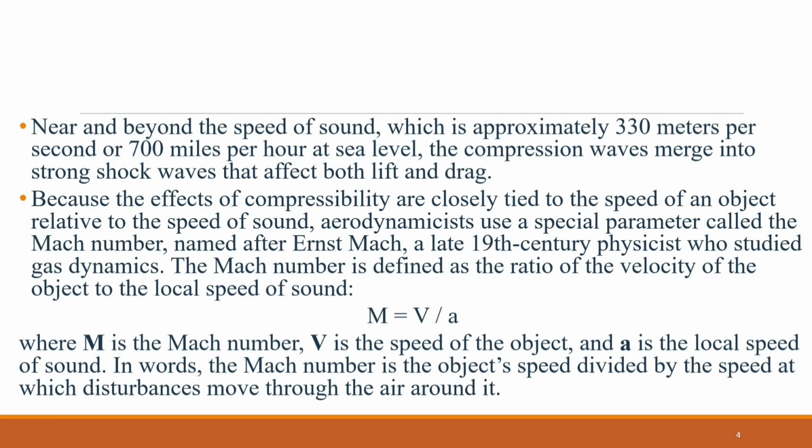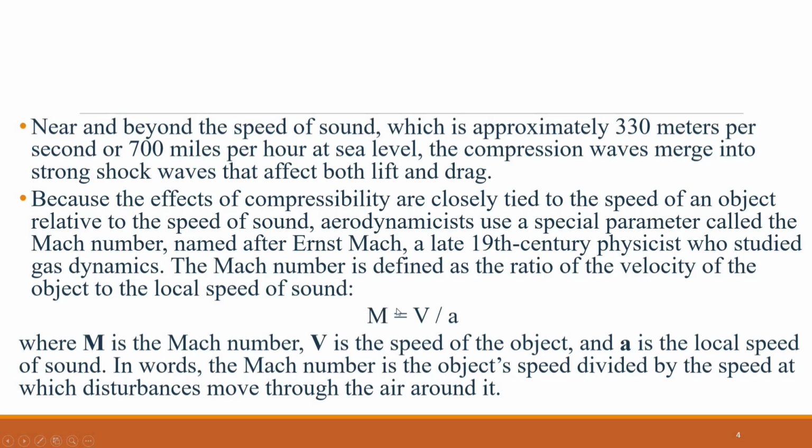Because the effects of compressibility are closely tied to the speed of an object relative to the speed of sound, aerodynamicists use a special parameter called the Mach number, named after Ernst Mach, a late 19th century physicist who studied gas dynamics. The Mach number is defined as the ratio of the velocity of the object to the local speed of sound. Mach number equals the velocity of the object divided by the local speed of sound.